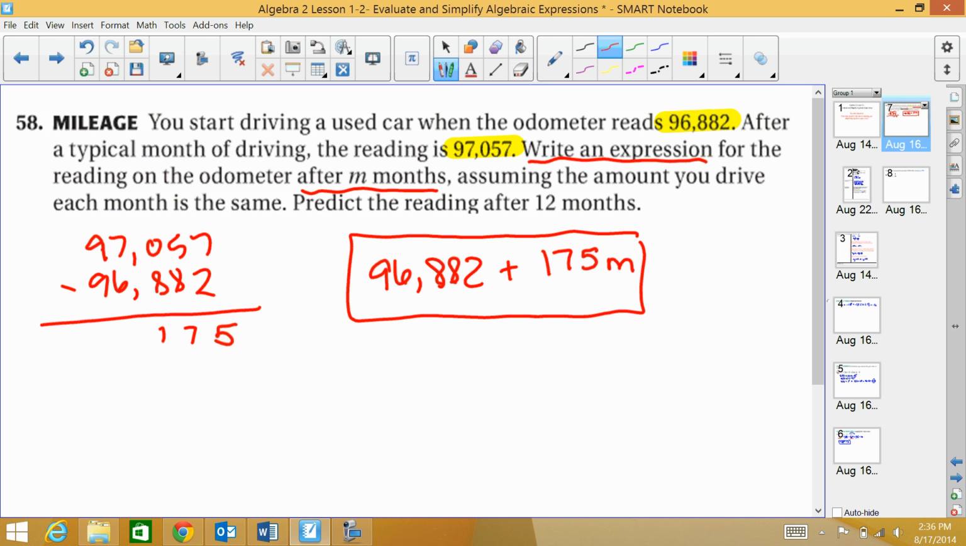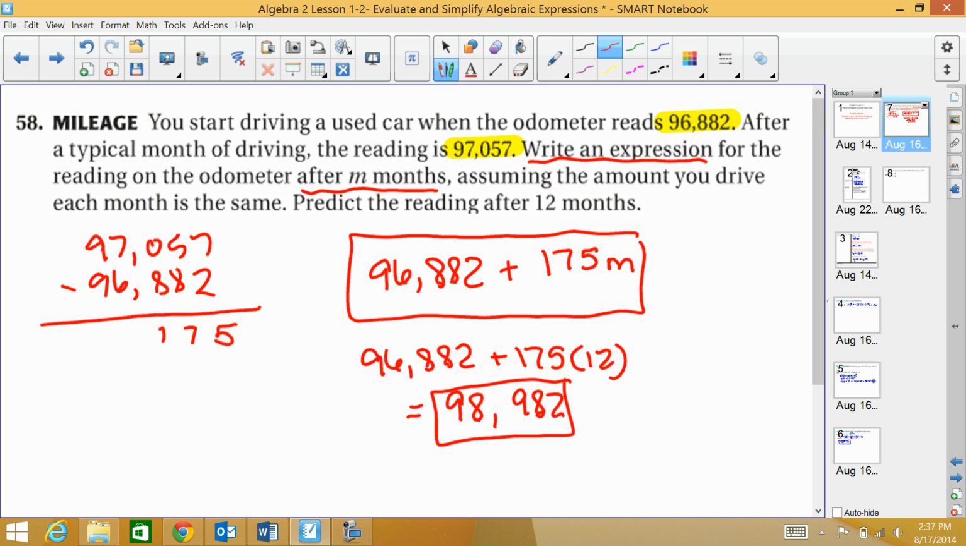And then it says to predict the reading after 12 months. So to figure that out, I would have to plug in 12 for M and work it out. So I'm going to have 96,882 plus 175 times 12. So if I multiply 175 times 12 and then add that to 96,882, then I end up with 98,982 miles. So that's what would read on my odometer after 12 months.